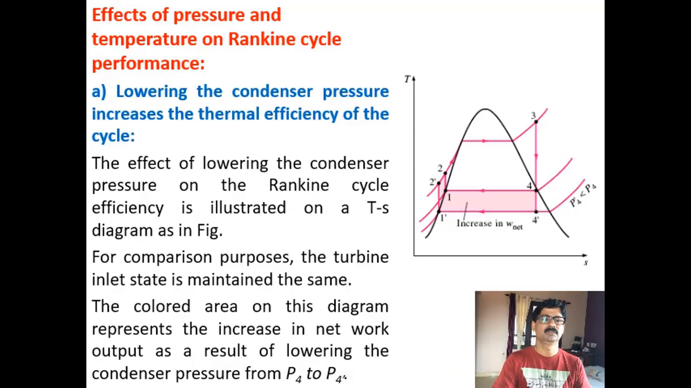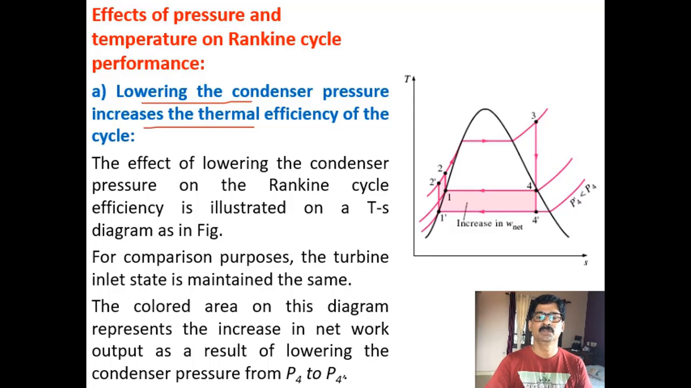So in this lecture, we will study the effect of pressure and temperature on Rankine cycle performance. First we will discuss the effect of lowering the condenser pressure on the performance of the Rankine cycle. It is found that lowering the condenser pressure increases the thermal efficiency of the cycle. Now let us discuss with respect to this TS diagram.